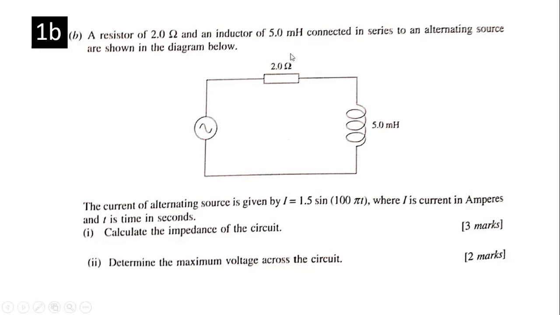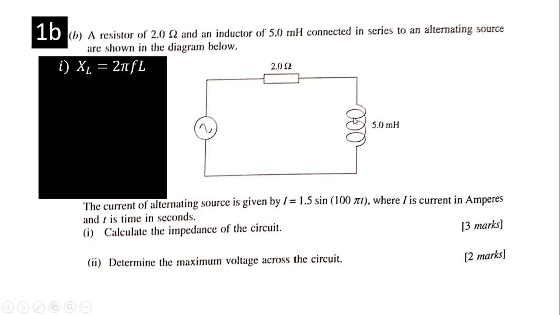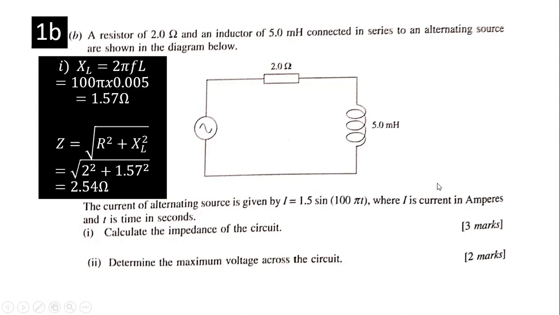Okay, that's your circuit. Resistor 2 ohm, inductor 5 millihenry, connected in series to your alternating power source. Current is given, I in ampere, t in second. Calculate the impedance. Calculate the reactance of your inductor, put in your value. Then Z equals the square root of R squared plus XL squared. Part 2: determine the maximum voltage across the circuit.